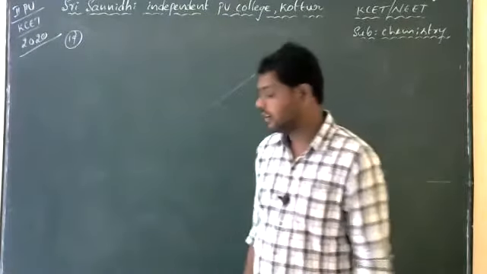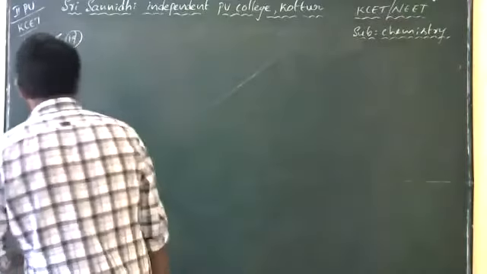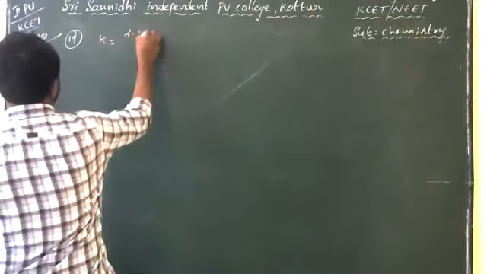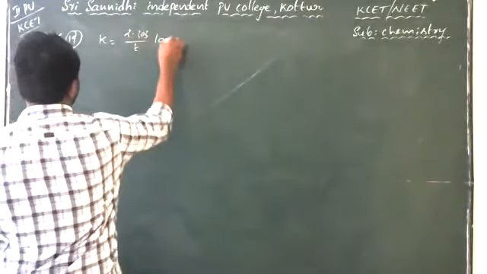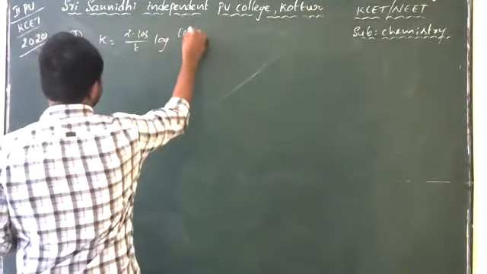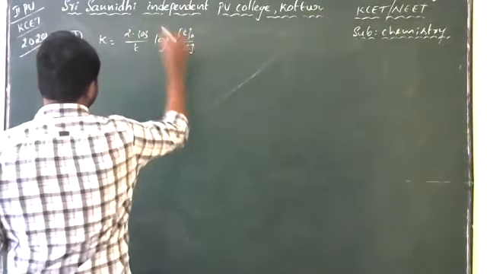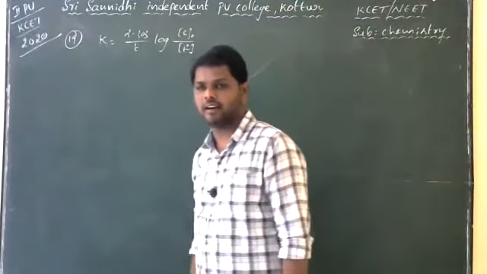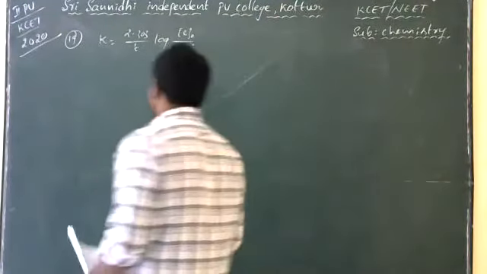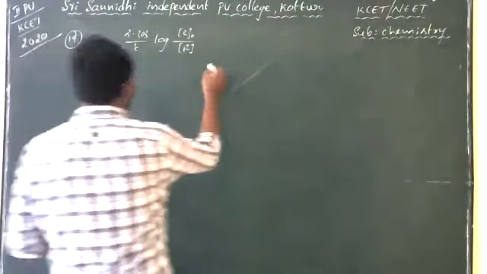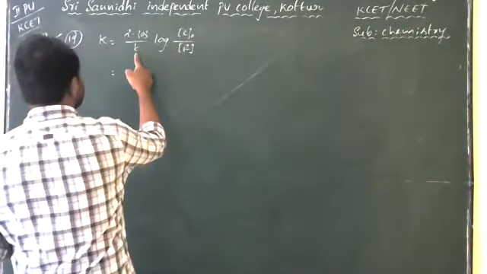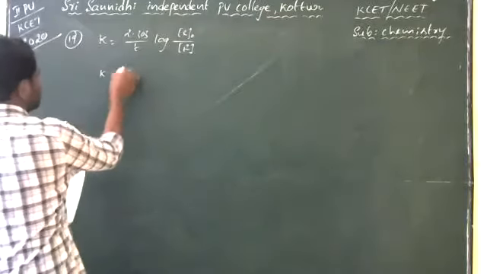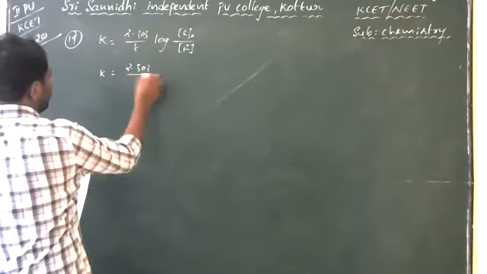So according to the first order rate constant, you have to take K equal to 2.303 by t, log of concentration of R naught divided by concentration of R. This is the formula, nothing but a by a minus x. Time is already given as 50 minutes here. First find the K here. K is equal to 2.303 by 50.